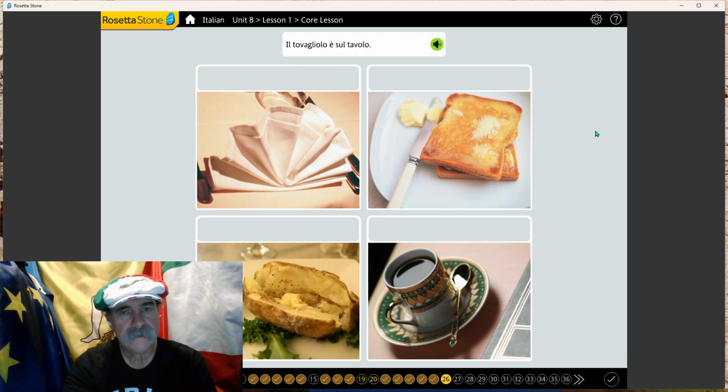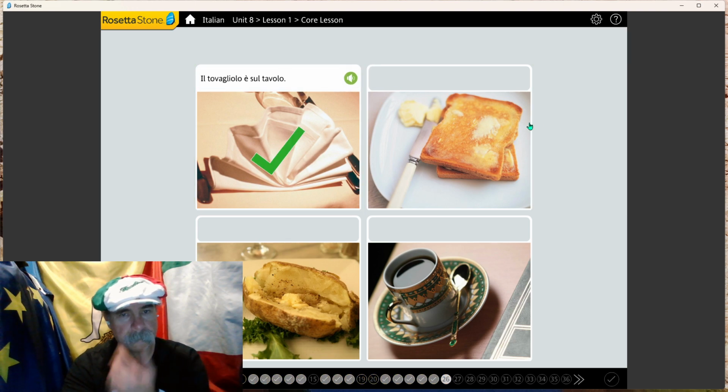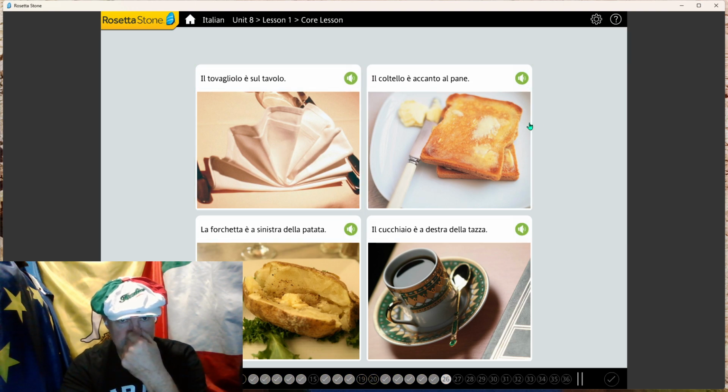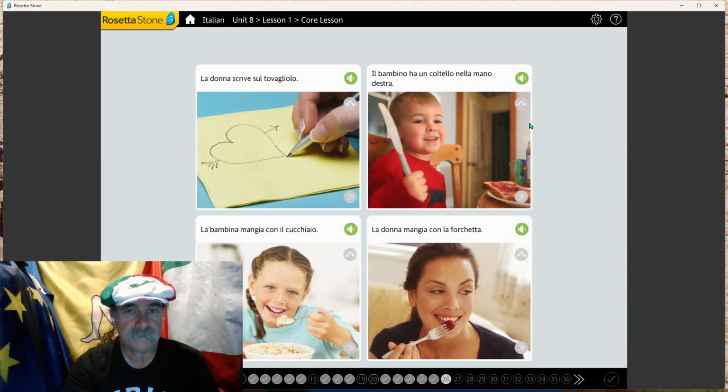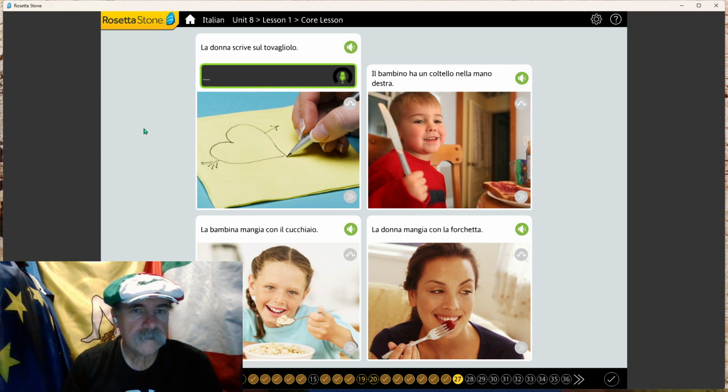Il tovagliolo è sul tavolo. I guess that's the napkin. La donna scrive sul tovagliolo.